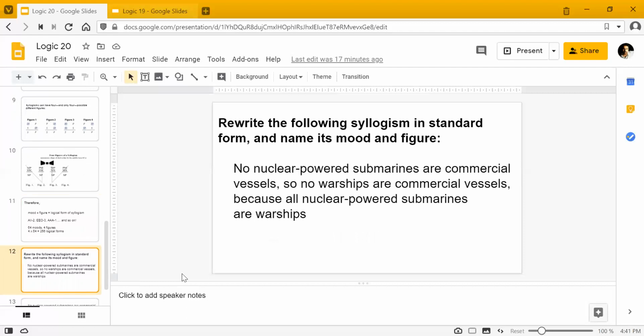For now, let's just look at this quick question. This is for you. घर पे आप इसको समझने की कोशिश करो. So rewrite the following syllogism in standard form. We know what the standard form is, and name its mood and figure. ठीक है? So ये आपने करना है घर पे, और do that because this is going to help you in what's coming ahead.